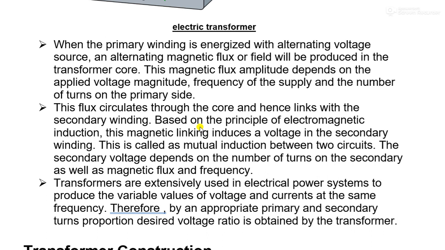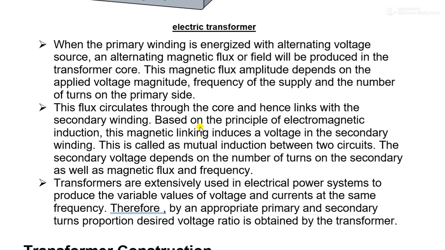The flux which circulates through the core and hence links with the secondary winding, based upon the principle of electromagnetic induction, this magnetic linking flux induces a voltage in the secondary winding due to the phenomenon of mutual induction. Whenever we give a supply to the primary, it induces a magnetic flux which will link to the secondary, and we get output at the secondary while we apply input to the primary. This concept is called mutual induction between the two circuits.